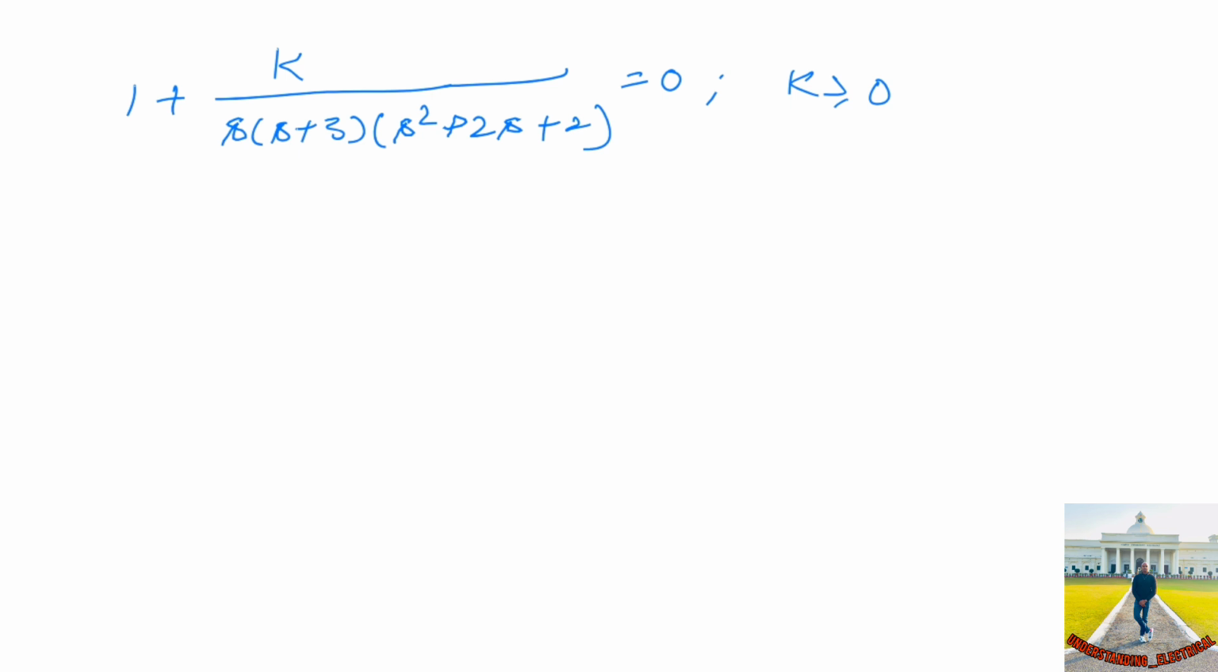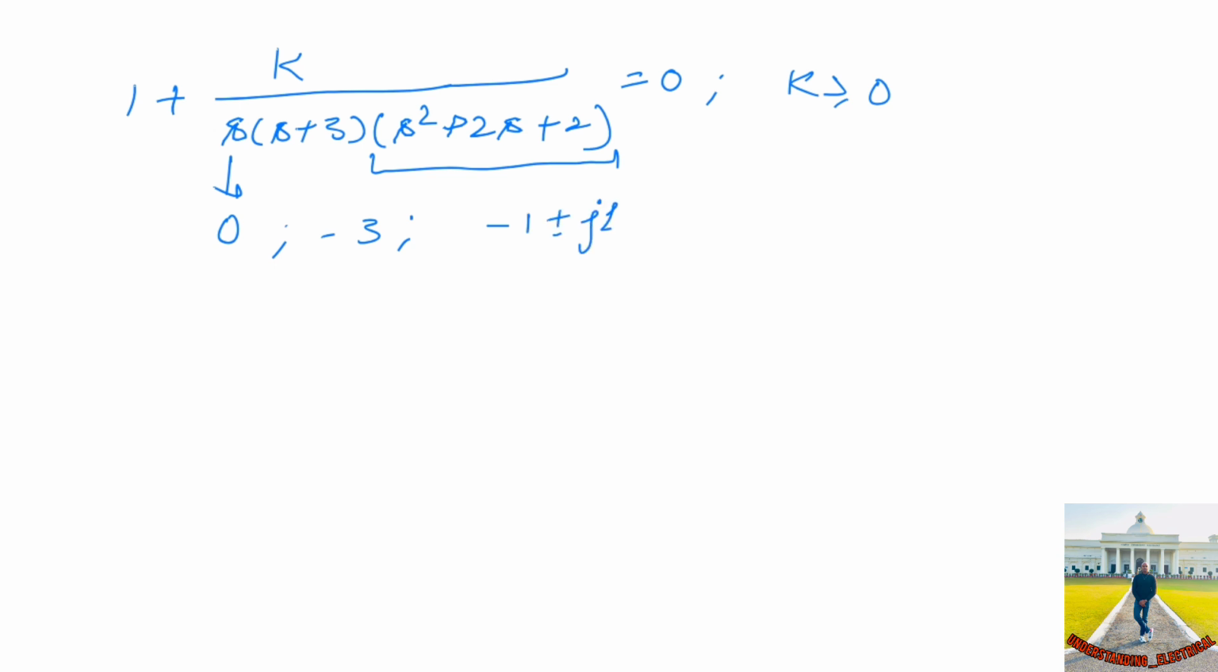And yes, at the end of the last session, we have also seen the two rules related to the complex poles. So this is the same example which we have taken in the last class. Here the poles are at 0, -3, and these two complex poles are placed at -1 plus minus j1.